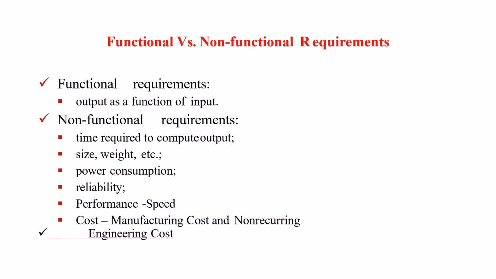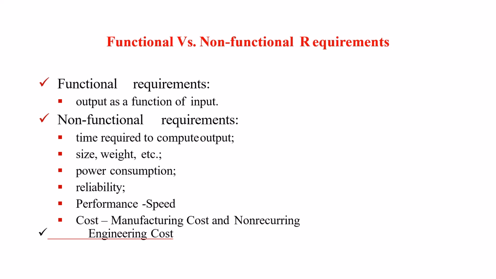The second one is the cost. Here the cost means the total of manufacturing cost and non-recurring engineering cost. What is manufacturing cost? The manufacturing cost consists of the component cost and assembling cost. All this comes under the manufacturing cost. But non-recurring engineering cost includes the personnel cost. What do you mean by personnel cost? If you are traveling to get some information from somewhere else, collecting data, or advertising something, these all come under the non-recurring engineering costs. So total cost consists of manufacturing cost and non-recurring engineering cost.